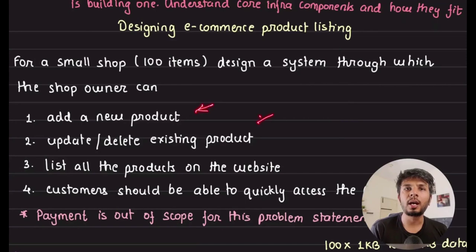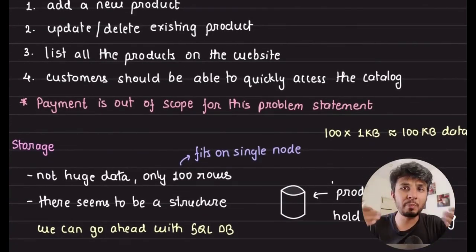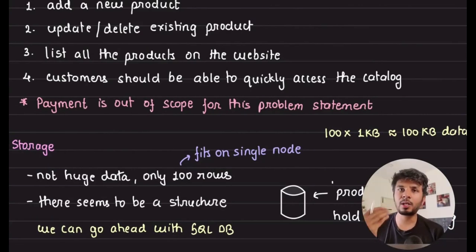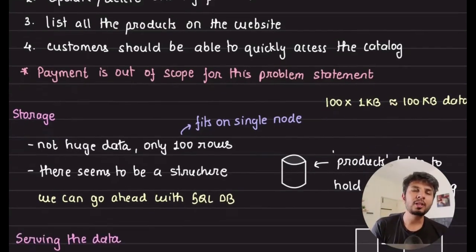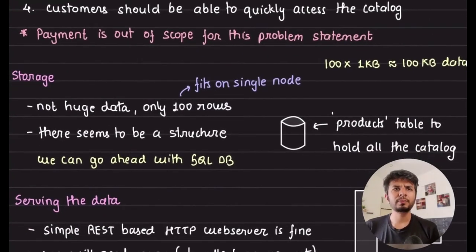Okay, the features that we want from this are that the owner should be able to add a new product, update or delete an existing product, list all the products on the website, and the customer should be able to access the catalog. It's not about making the payment. Payment is not part of the system, right? We are starting small, keeping things simple.